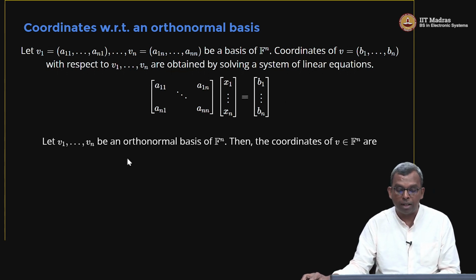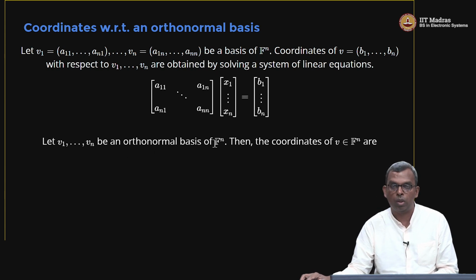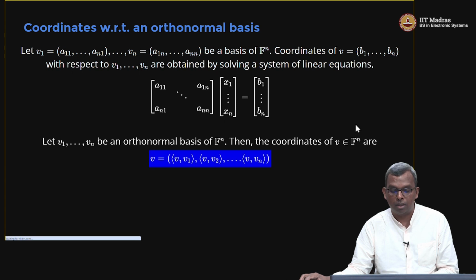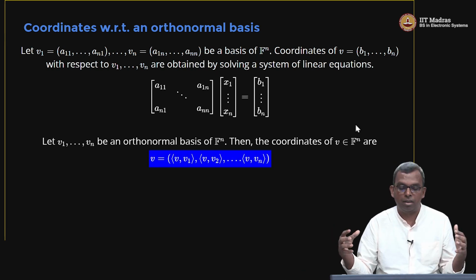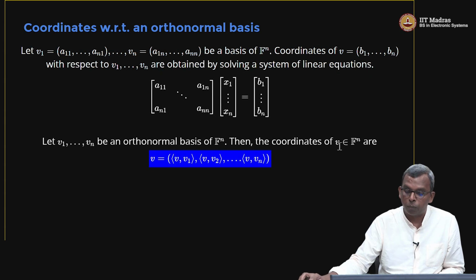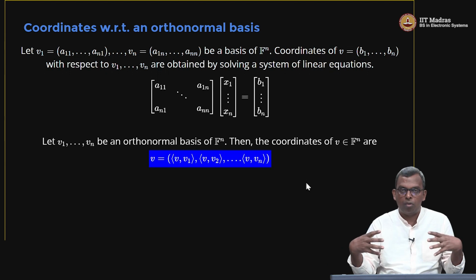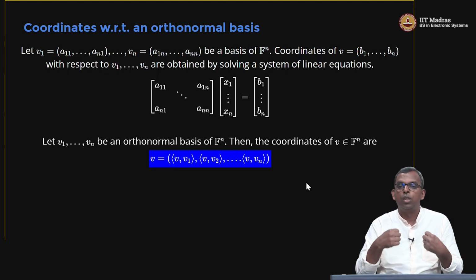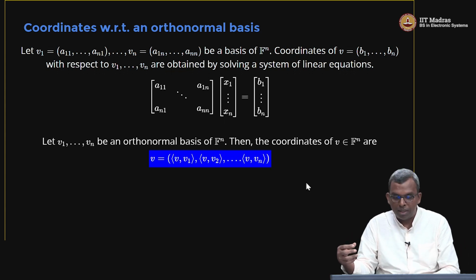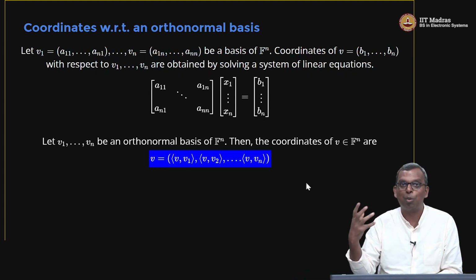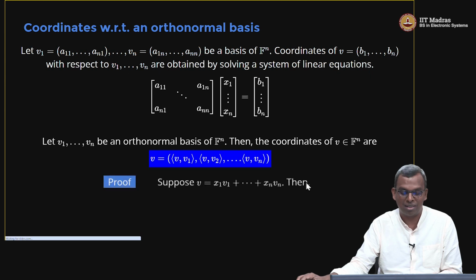But let us say now v1 to vn is an orthonormal basis of F^n. Then the coordinates of v are simply given by Euclidean inner products. You take v and take its inner product with v1. That is the first coordinate of v with respect to v1 to vn. Then the second coordinate is the inner product of v with v2. The last coordinate is the inner product of v with vn. That is it. You do not need to do any equation solving. If you have an orthonormal basis, you simply take a dot product with the basis vectors, and you are done. That is an amazing way to justify the use of orthonormal bases, and that is why orthonormal bases are very popular.